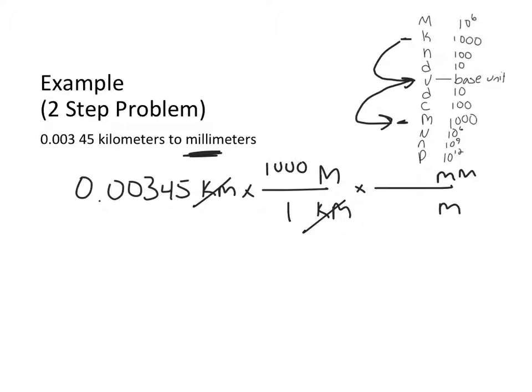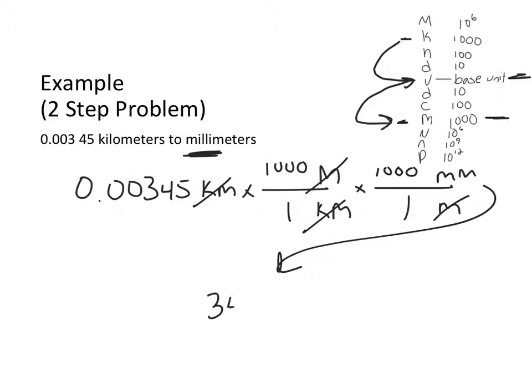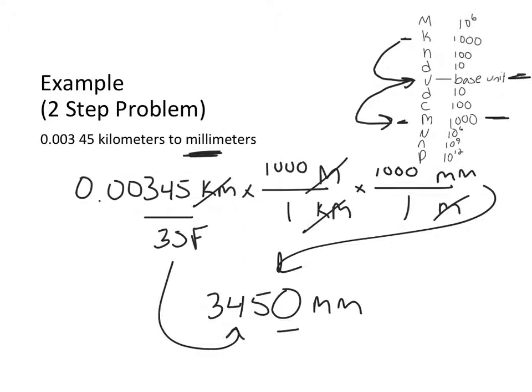I look at my list. Meters is here. Millimeters is there. So meters is higher, so I put a 1 next to meters, and milli means 1,000. Cancel off meters, and now I can put this in my calculator. So I'm going to take this times 1,000 times 1,000. And I get an answer of 3450 millimeters. I have 3 sig figs given to me at the beginning, so I need 3 sig figs at the end, which I do. This 0 does not count, so that is my final answer.